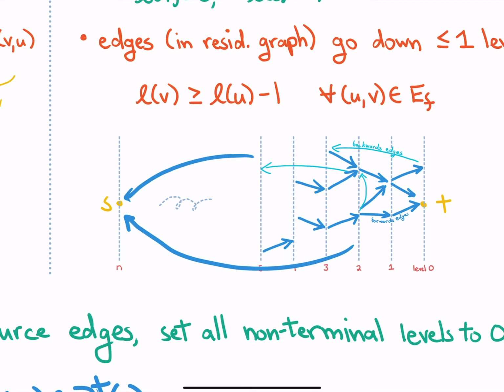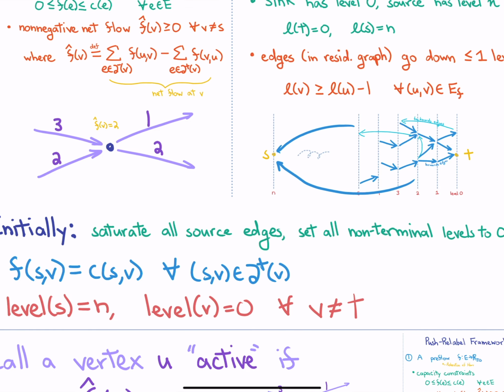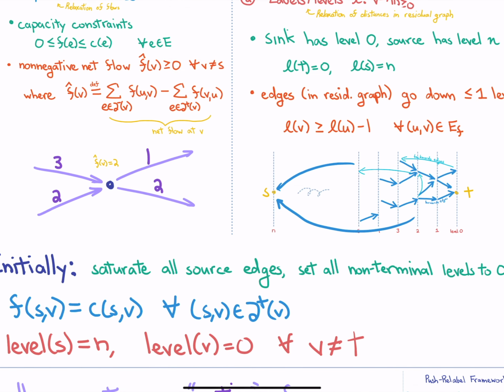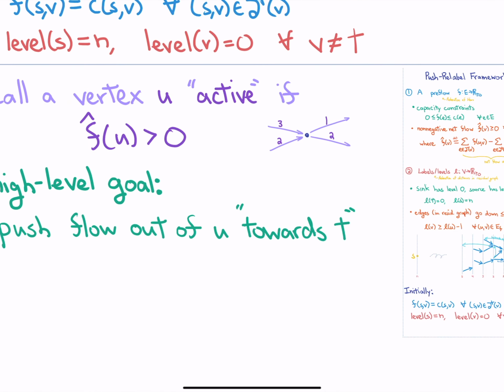So it's totally fine to jump back or jump forward to a much higher level. It's only going the other direction that you have to go down. So we saturate all the edges leaving S. There's only edges coming into S. So we set the level of S up high at n, and we put everything else at level 0. A lot of moving parts, so bear with me.